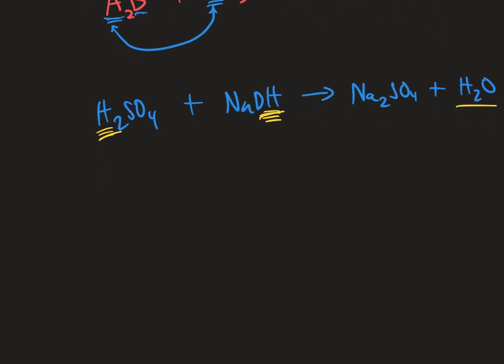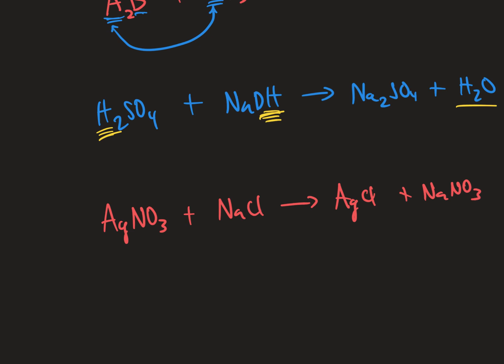And if it's not an acid base and it's still a double replacement reaction, most likely it's a precipitation reaction. So like silver nitrate plus sodium chloride. We're going to get AgCl plus NaNO3.